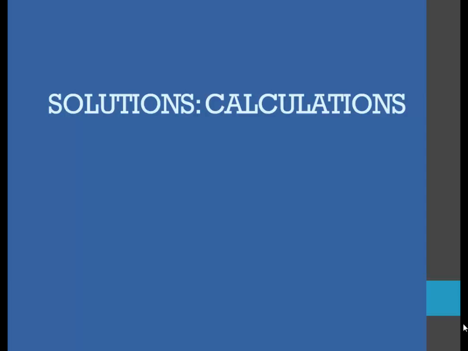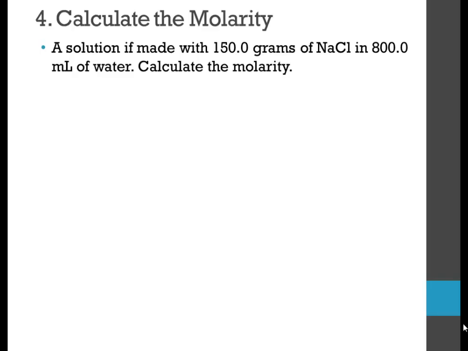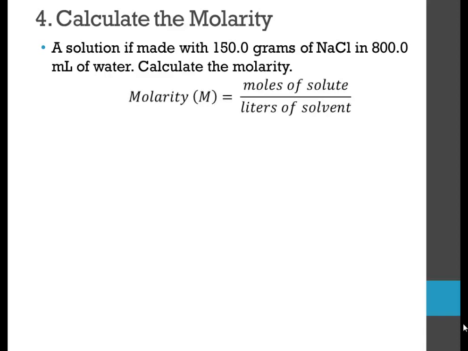The next section is about solutions, and it focuses on solution calculations that you'll have to do. So number 4 says to calculate the molarity of a solution made with 150 grams of sodium chloride in 800 milliliters of water. So molarity is how we measure concentration in chemistry. It is the moles of solute per liters of solvent.